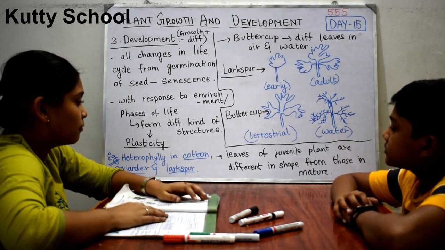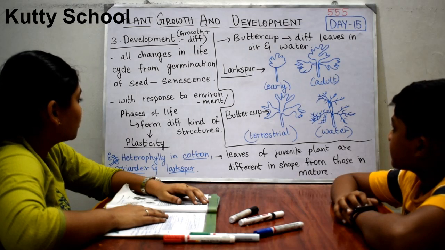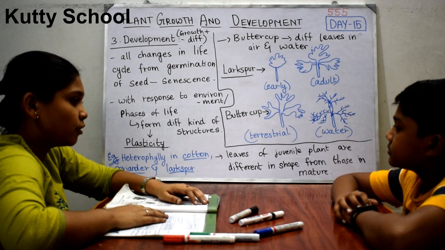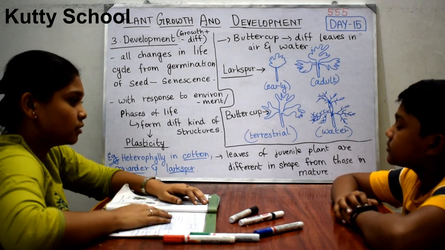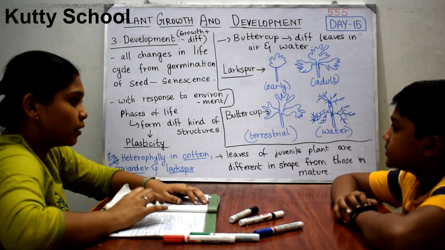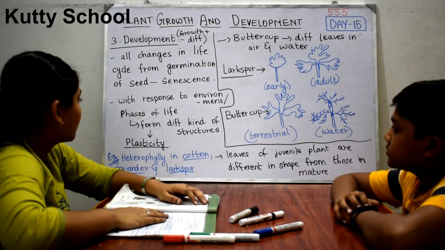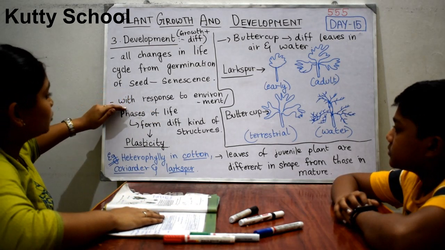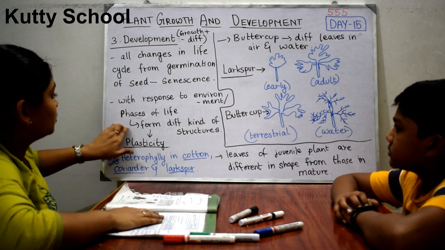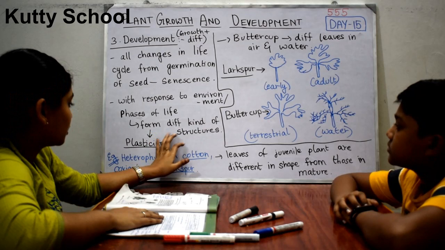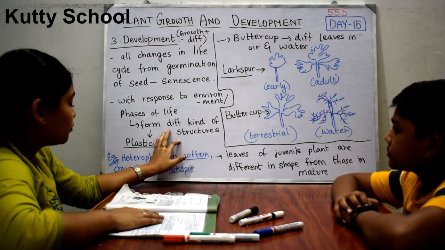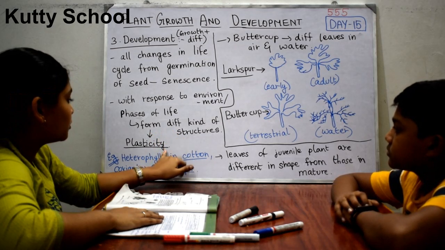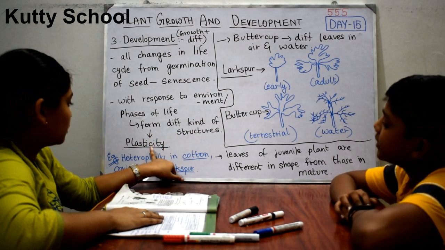How is it development? Here, in response to these development stages and to the environment, plants change their structures. It adapts to the environmental conditions. So in response to the environment or phases of life, they form different kinds of structures. The capability to form different kinds of structures by a plant is known as plasticity.